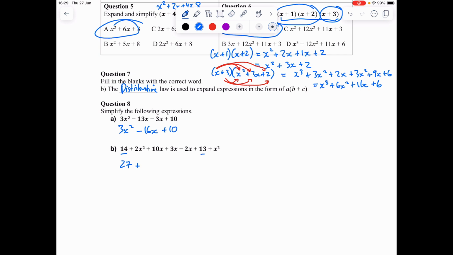2x squared plus an x squared is going to be 3x squared. 10x plus 3x, 13x. Take 2x. 13 take 2, 11x. Put it in the right order. Put the x squared first. Put the x next. Put the 27 last.